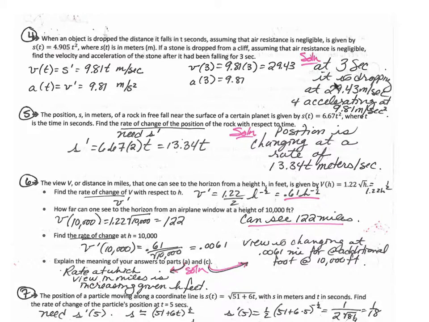So at 3 seconds, the stone is dropping at 29.43 meters per second, and it's accelerating at 9.81 meters per second squared.